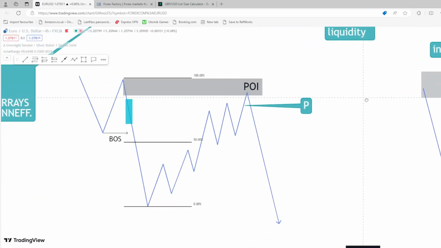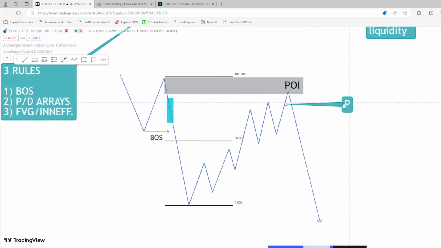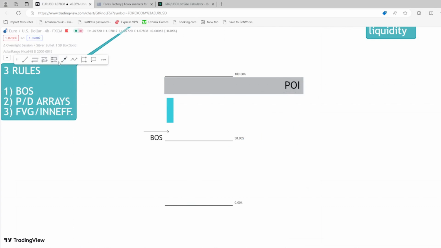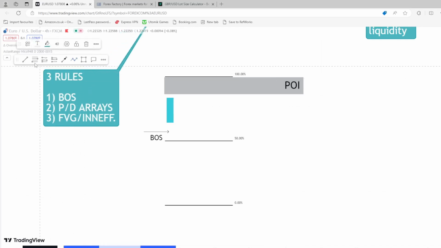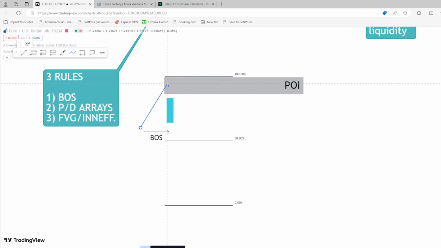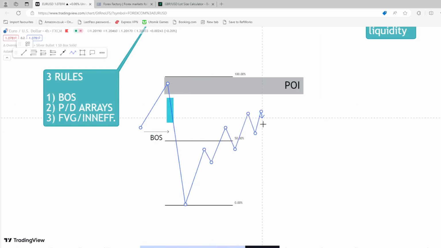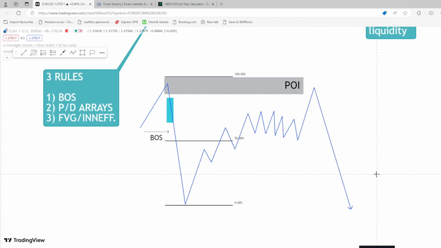So if we bring this back to our original example, our POI must do the following things, right? Because we have our rules marked out over here. We have our rules to the left of the screen. So let's see how we can apply them to this schematic. What we're going to see is we're going to see price break the previous low, giving us a break of structure. And then as we see price head up, we want to see it slow down, generating some form of liquidity, right? Before tapping into the POI and continuing lower, right?